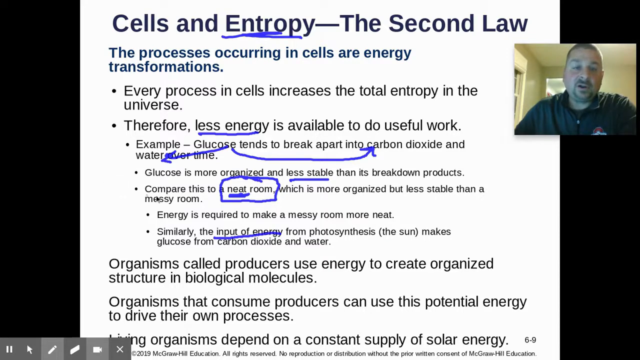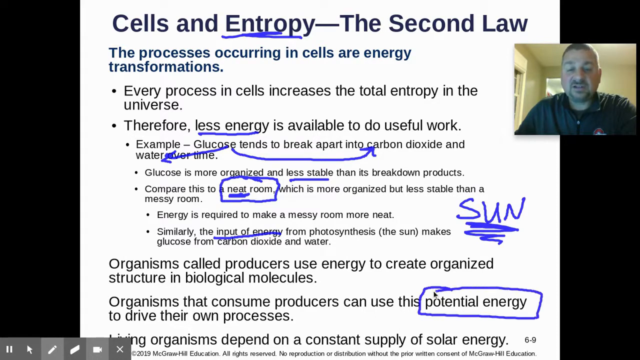Okay. On Earth, this constant input is from the sun. And then organisms use that to create organized molecules, which is then a form of potential energy, and we can slowly break those down over time. So without that constant input of the sun, life on Earth here would start to fall apart.